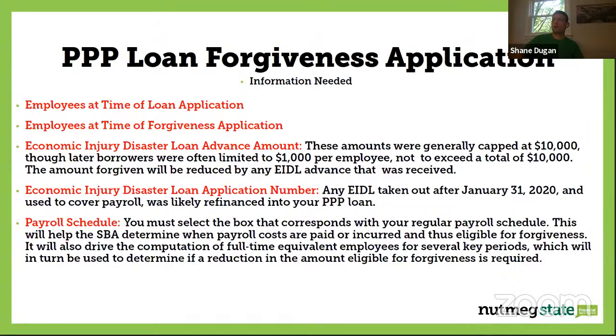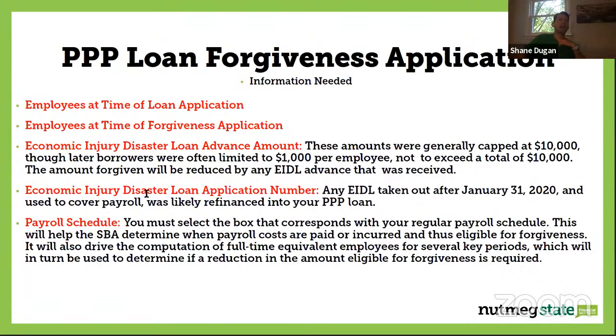All right, so if you guys are looking at page 3 still of the application, again, there's a lot of going back and forth between pages, so I encourage you to have this up. The other information that you're going to need is the number of employees at the time of the loan application, the number of employees at the time of forgiveness, because that will factor into your full-time head count.